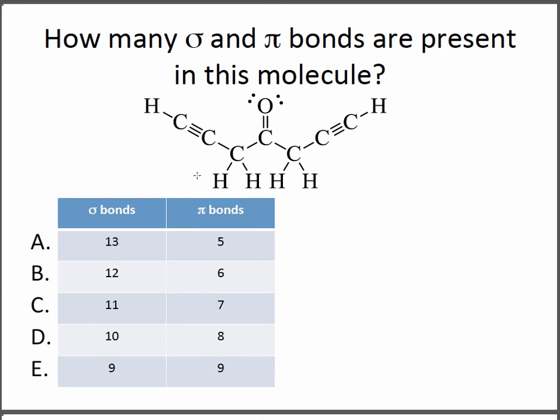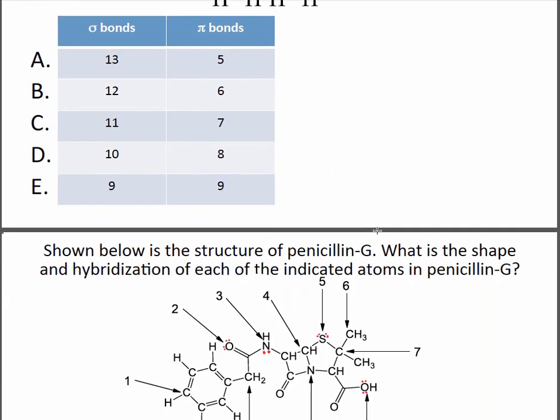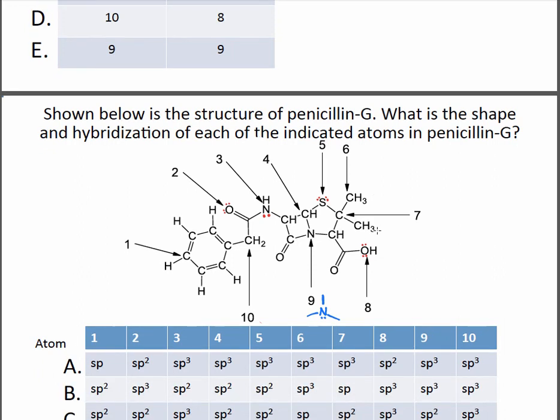But the pi bonds are the second or third in the double or triple bond, and they form as a result of sideways overlapping of unused orbitals, in many cases p orbitals. So here's a pi bond and here's another pi bond. Here's a pi bond. Here's a pi bond and here's another pi bond. That's 1, 2, 3, 4, 5 pi bonds, and I counted 13 sigma bonds. You could say sigma starts with an S, and I think about single bonds.